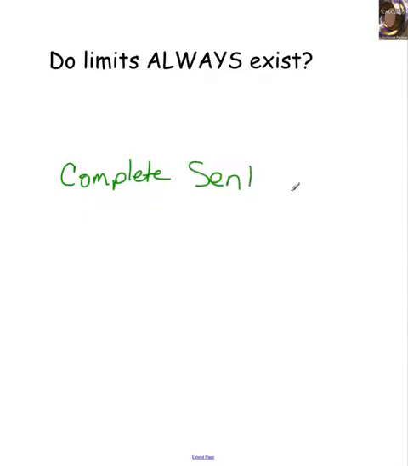Maybe 2 to 3 sentences in your notebook as to why you believe limits always do or do not exist.